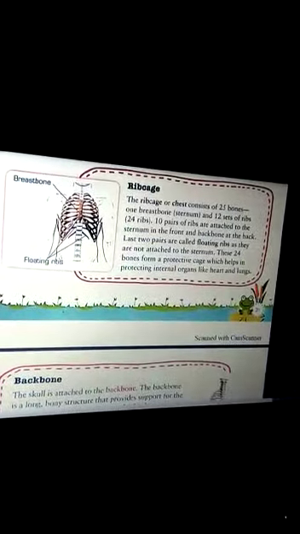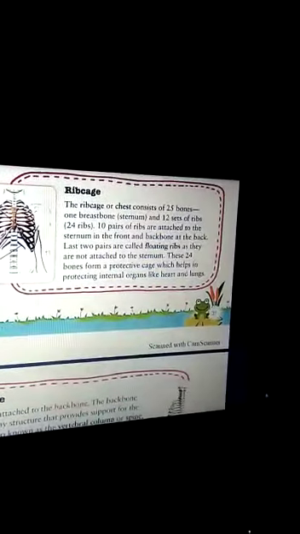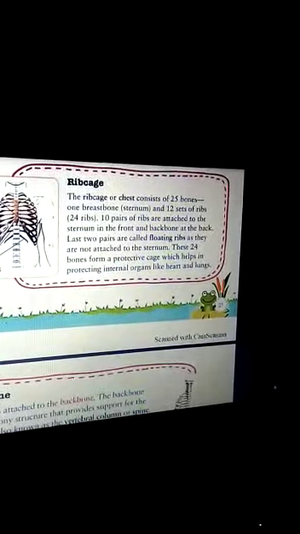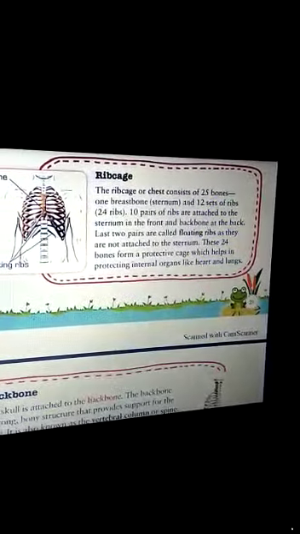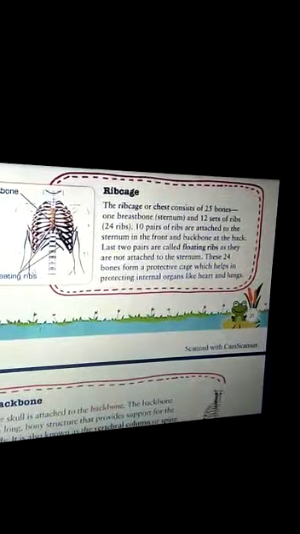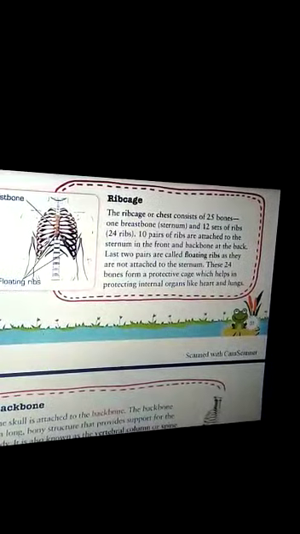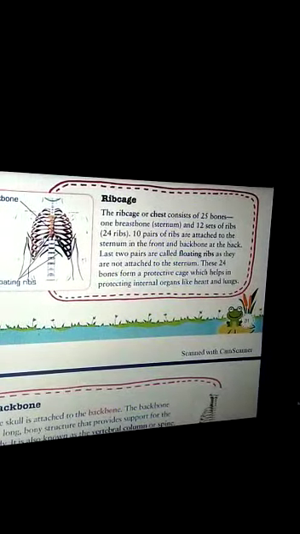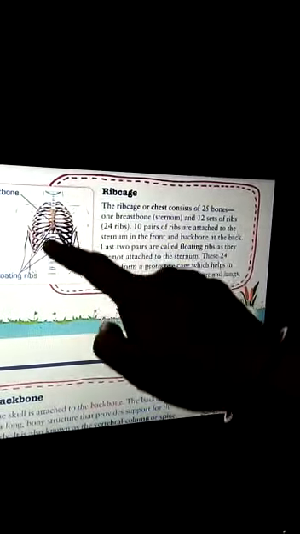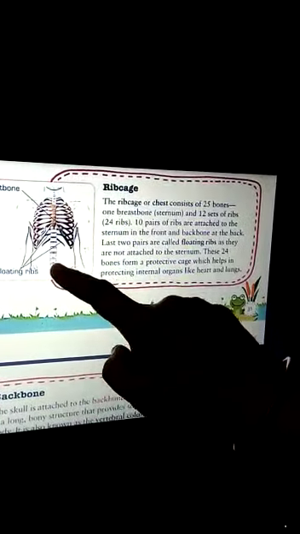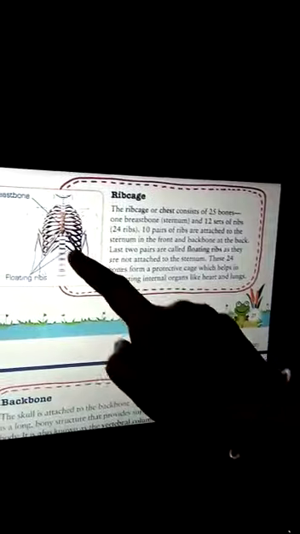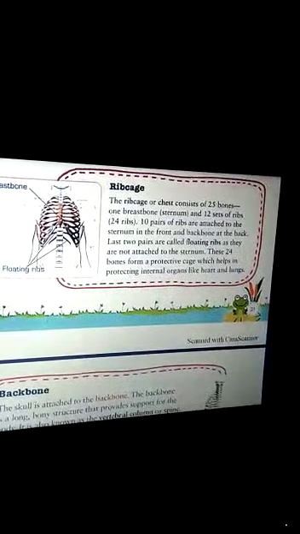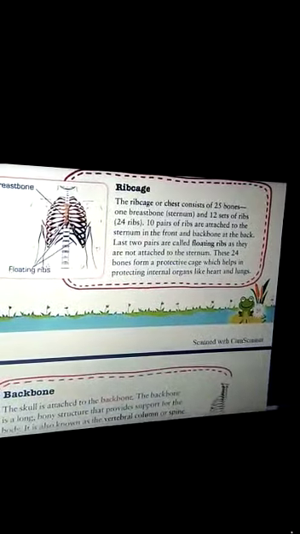After that, we discussed the rib cage, which has 12 sets of ribs. And we also talked about the floating ribs, as they are not joined with the breastbone. You can say this is the breastbone, the sternum, and they are independent, called floating bones. So it also protects our heart and lungs.